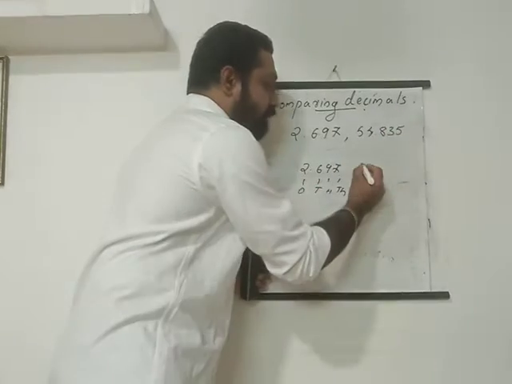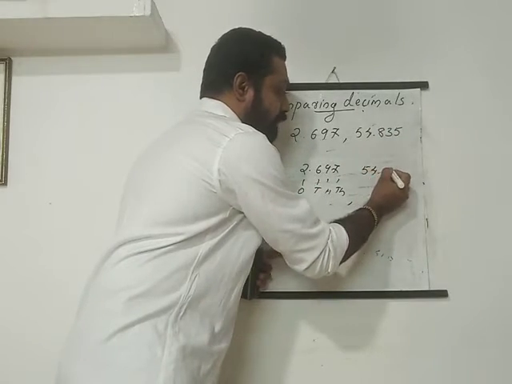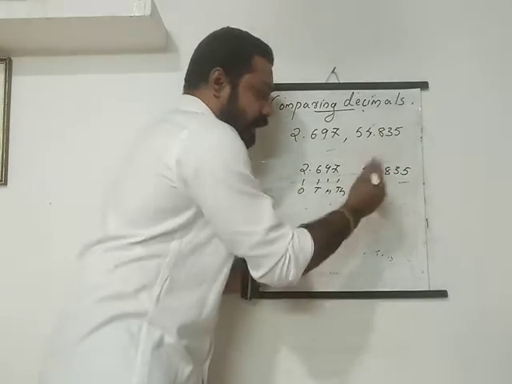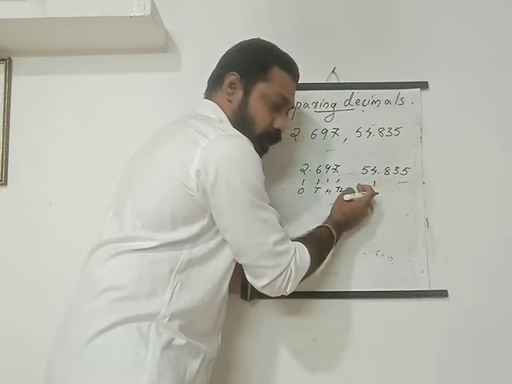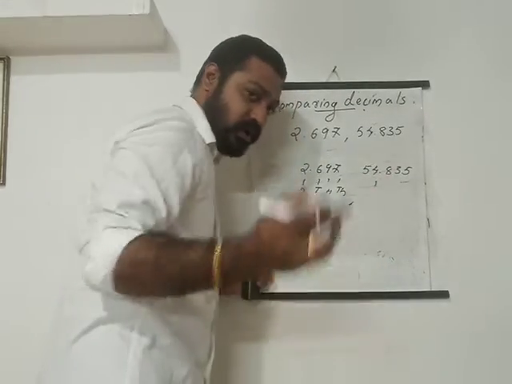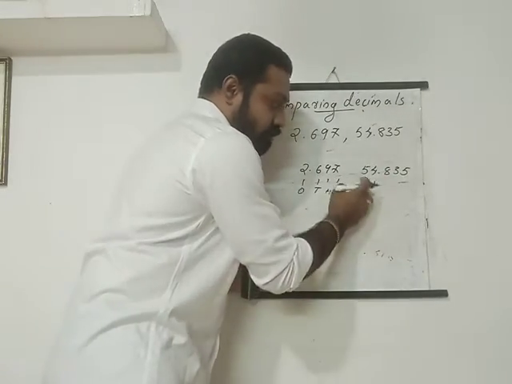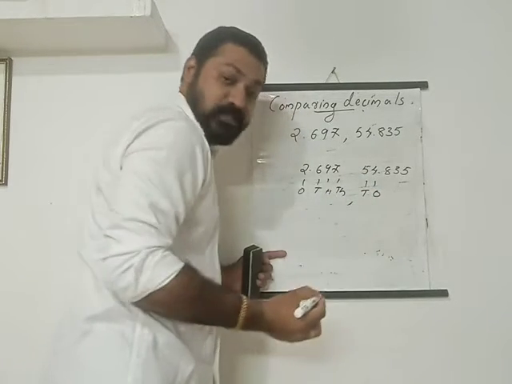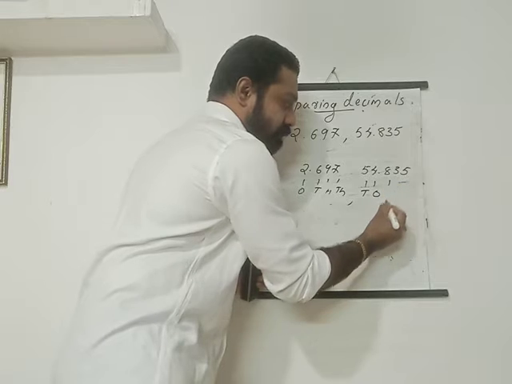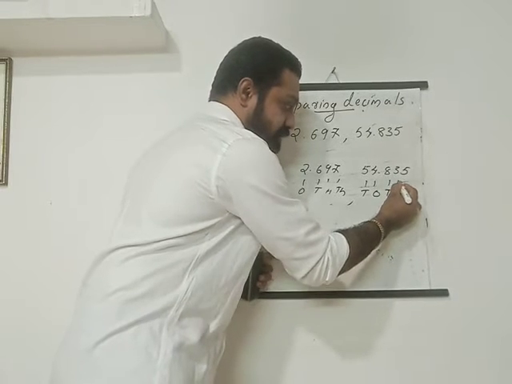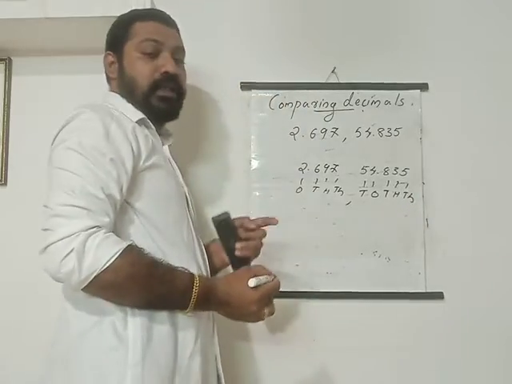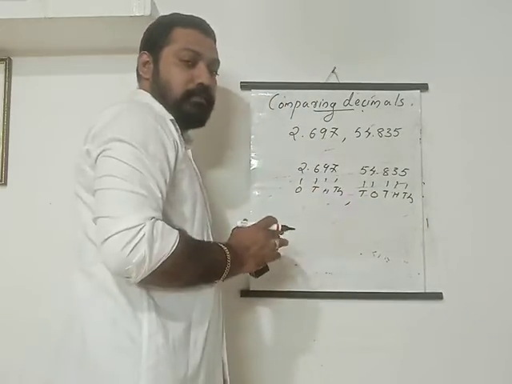What about the number 54.835? The digits before the point are called the whole number part. This 4 is on the ones place, and 5 is on the tens place. After the point, the digits are on the tenths, hundredths, and thousandths places. So these are the place values.